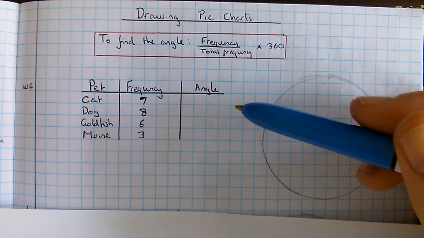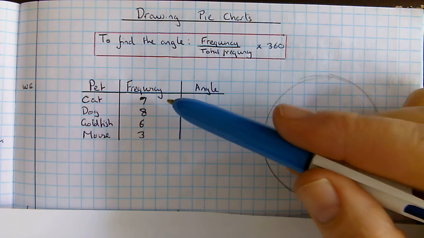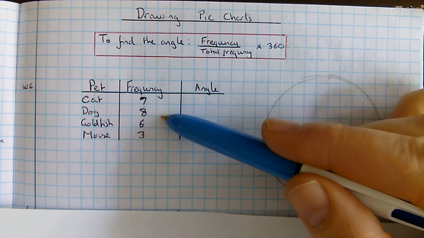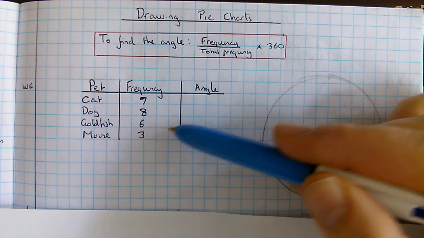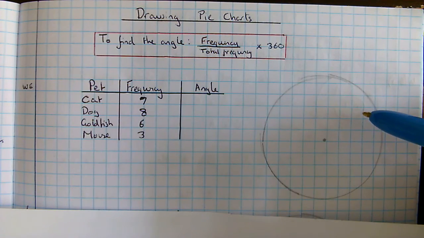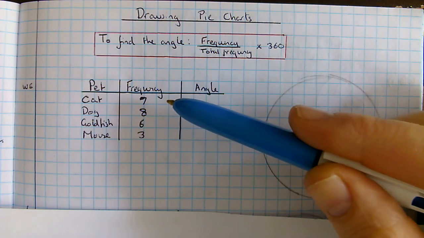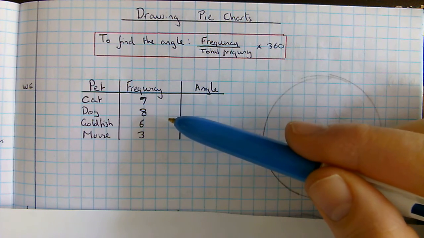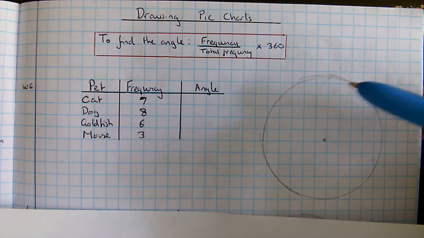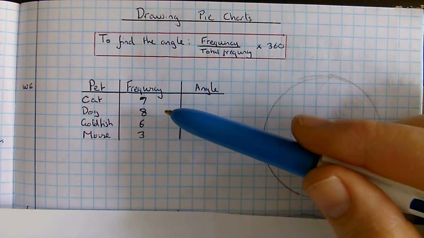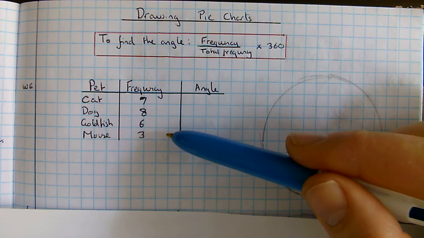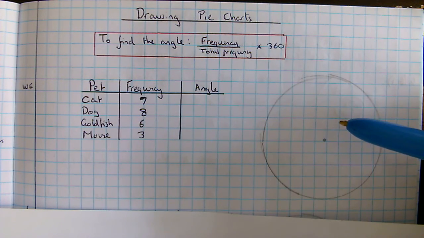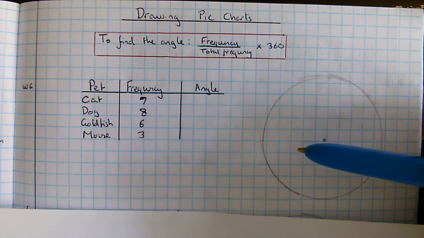I ask a number of students what pet they have at home, and these are the numbers that I get. Now, what I need to do is share out this circle in proportion to how many people said they had each of those. So I know that the biggest wedge of my circle is going to need to go to dog, and the smallest wedge is going to need to go to mouse, and I need to take up this entire circle.